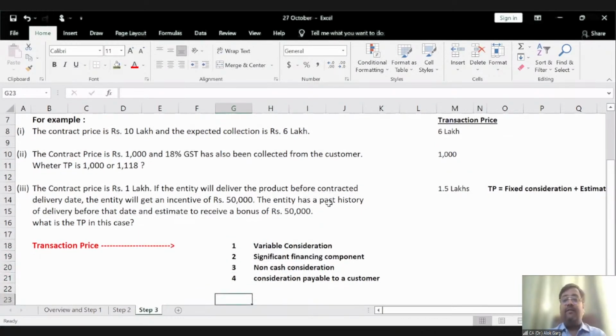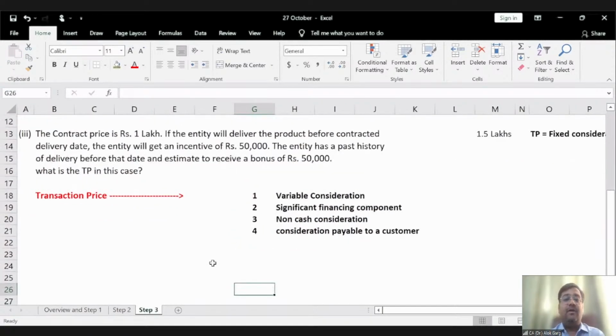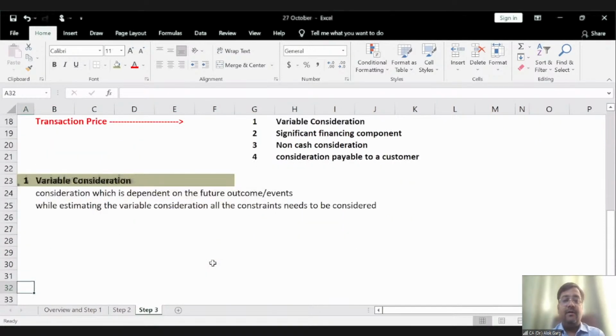Variable consideration, significant financing component, non-cash consideration, and consideration payable to a customer. So variable consideration we have discussed. 3 examples we have discussed for variable consideration. What is meant by variable consideration? Friends, what is meant by variable consideration?